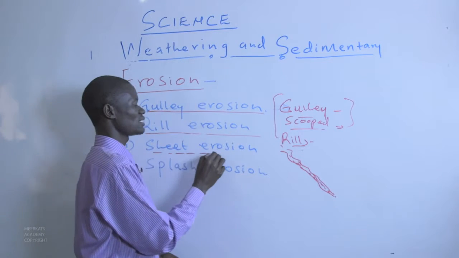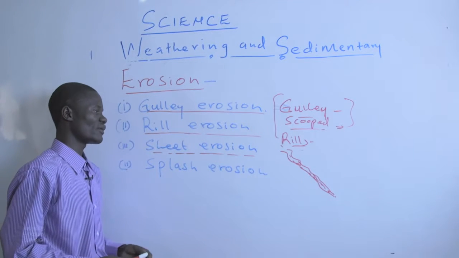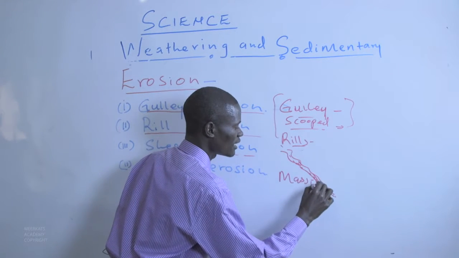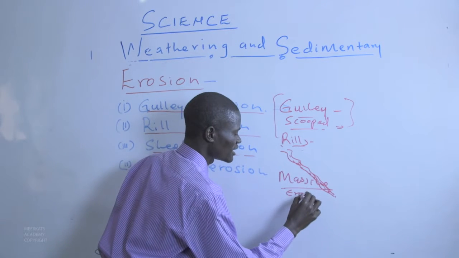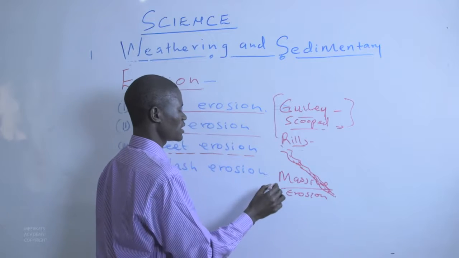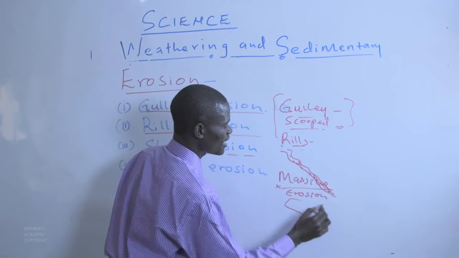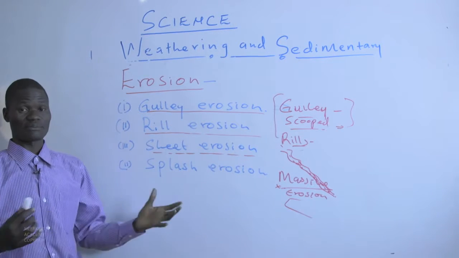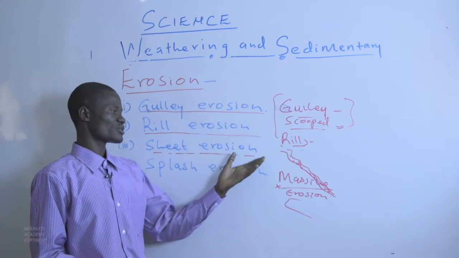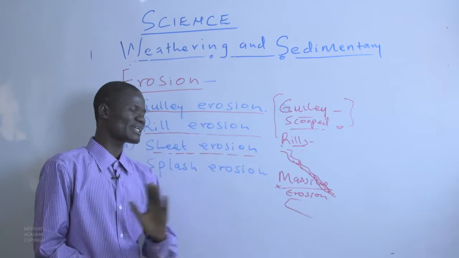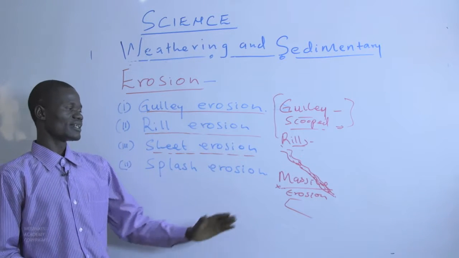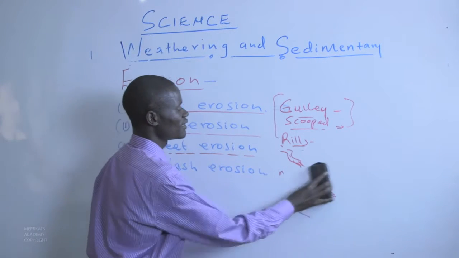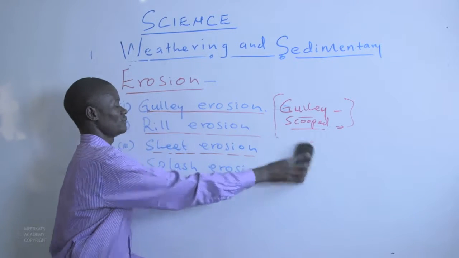We also have a look at sheet erosion. Sheet erosion involves massive erosion that occurs on the Earth's surface, especially sweeping a large area, and the materials or particles found in that area, for example soil, may be swept away by sheet erosion, completely sweeping that area, especially along the river banks.